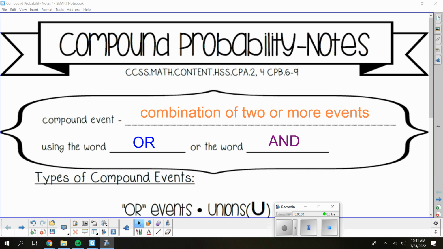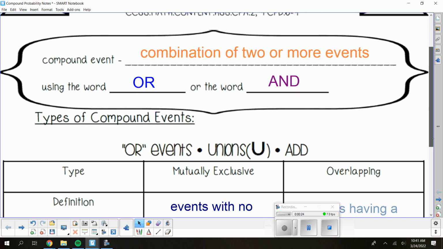Today's lesson is on page 9 and is going to cover compound probability. The definition of a compound event is the combination of two or more events. So they will be asking you to find the probability of something using the word either/or or the word and. So the first type we have is or events.